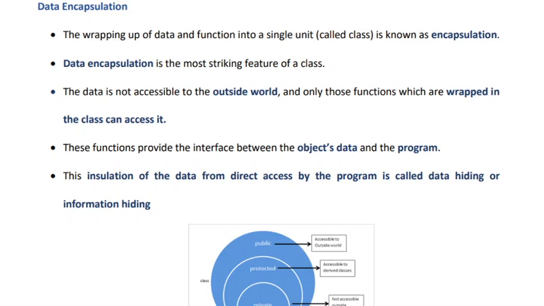Whenever a program wants to seek information about the data belonging to a particular object, it uses the interface that is called a function. Now this insulation of data from direct access by the program is called data hiding or information hiding. This is very important. We are trying to prevent direct access to the data in order to preserve the integrity of the data or provide security to the data, and this mechanism is called information hiding or data hiding.